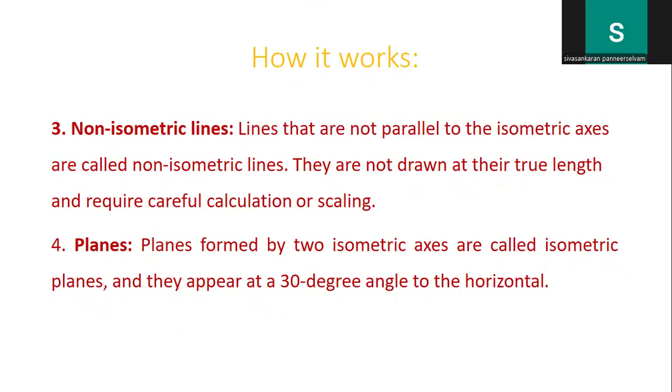The next one is plane. The plane formed by joining two isometric axes is called an isometric plane. And normally they appear at an angle of 30 degrees to the horizontal.